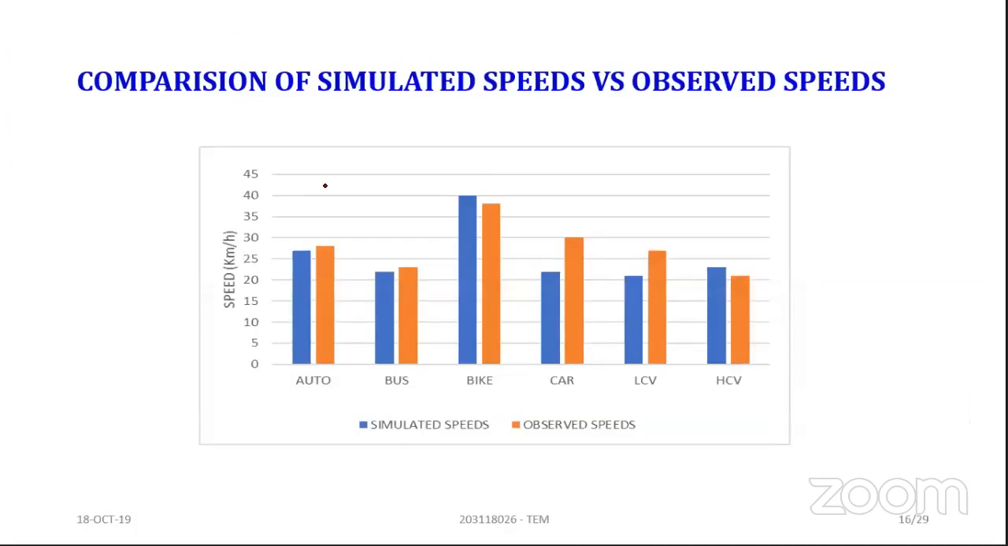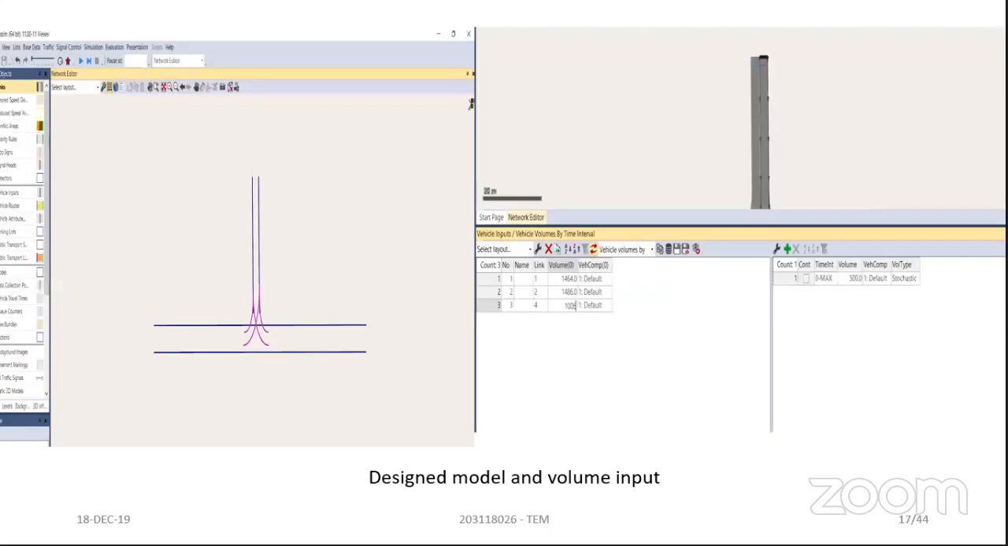So the next slide is showing the comparison of the simulated speed with the observed speed at that particular intersection. I have not segregated it with respect to the movement. Okay, so the blue color indicates the simulated speed and the orange indicates the field observed speed. In that, both values are compared. If the errors are more than the given threshold value, we need to go for the calibration process.